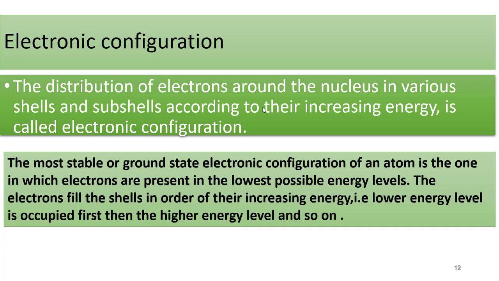The most stable or ground state electronic configuration of an atom is the one in which electrons are present in the lowest possible energy levels. जब भी इलेक्ट्रॉन्स की फिलिंग होती है तो सबसे पहले जो लोएस्ट एनर्जी लेवल्स हैं वो फिल होती हैं. इसकी रीजन ये होती है दैट वन इज मोस्ट स्टेबल और ग्राउंड स्टेट इलेक्ट्रॉनिक कॉन्फिगरेशन. व्हेन द लोएस्ट एनर्जी लेवल्स आर फिल्ड, देन इलेक्ट्रॉन आर फिल्ड इन हायर एनर्जी लेवल. So the electrons fill the shells in order of their increasing energy. That is, the lower energy level is occupied first and then the higher energy levels and so on. जिस शेल की एनर्जी कम है वो पहले फिल होगा और जिसकी एनर्जी ज्यादा है वो बाद में फिल होगा.